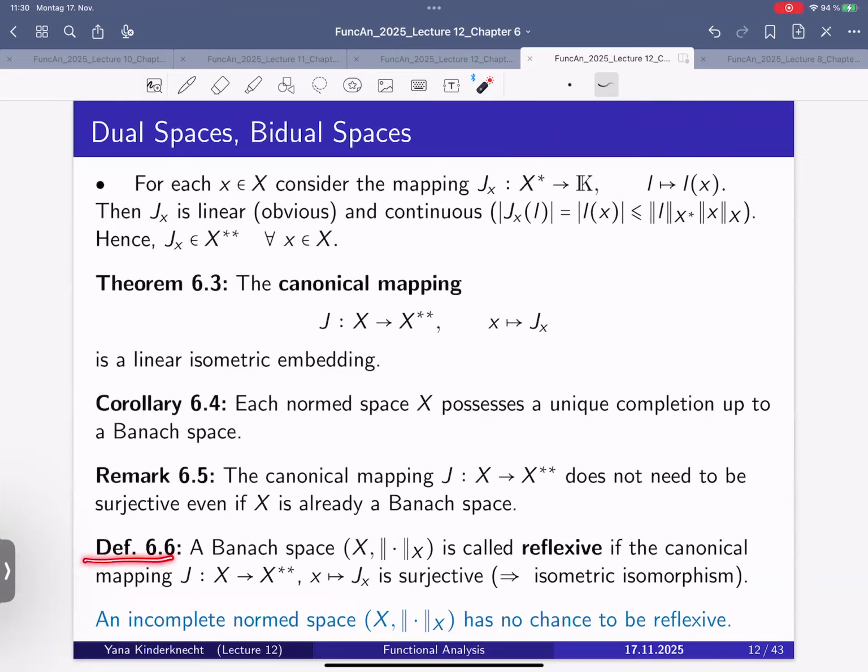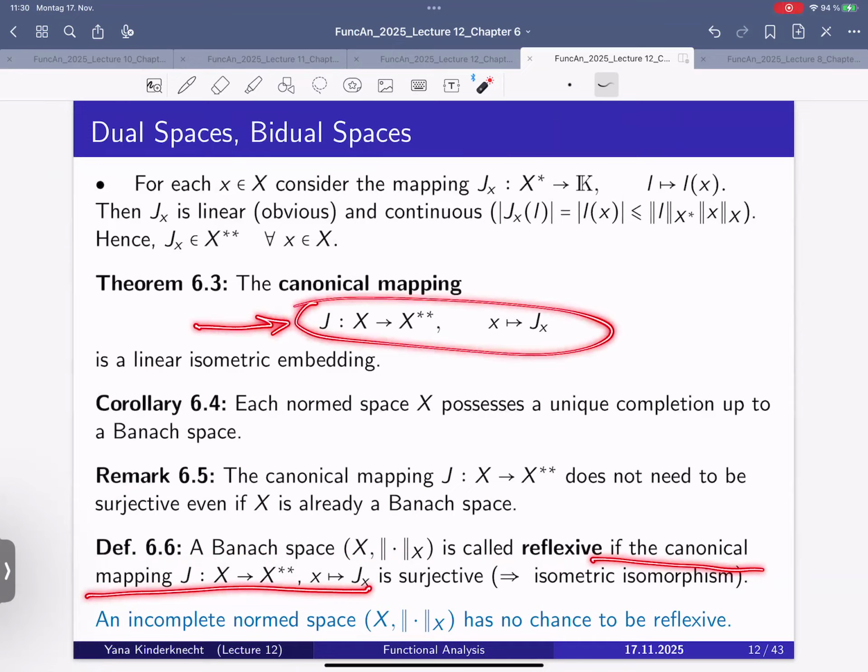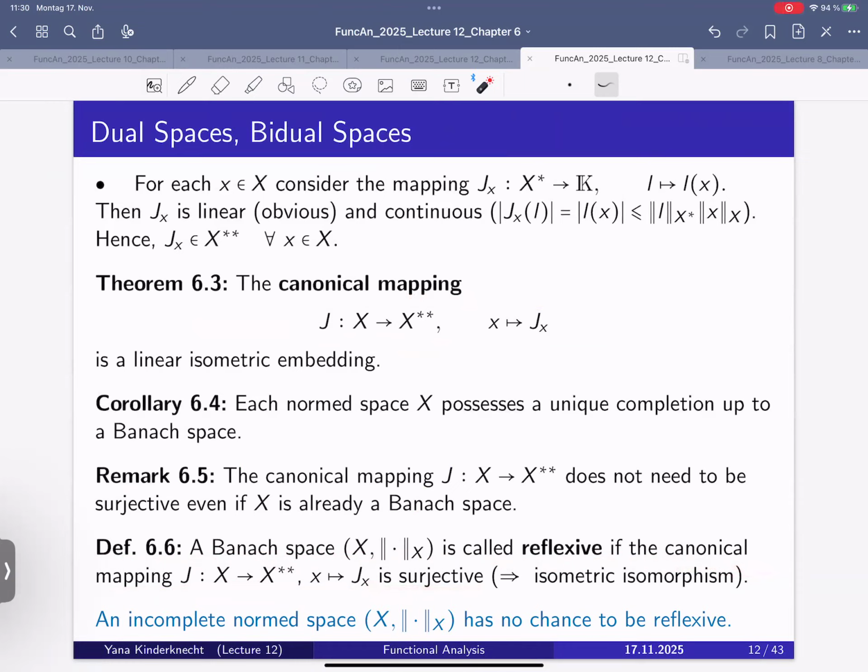This leads to the following definition. A Banach space is called reflexive if the canonical mapping, exactly this one, is surjective and hence an isometric isomorphism. So this is an important definition, the definition of reflexive spaces. So only Banach spaces have a chance to be reflexive. If we consider a normed space which is not complete, then there will be no chance that such a mapping will be surjective. So incomplete normed spaces have no chance to be reflexive.